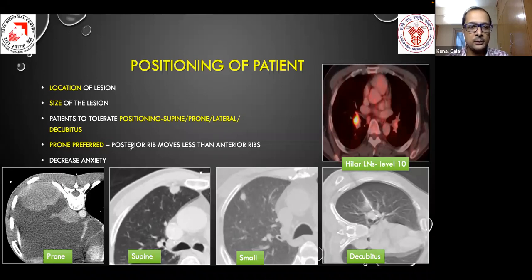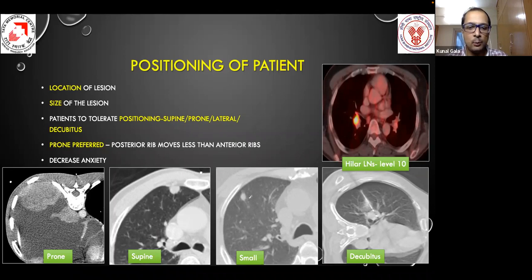So generally prone is preferred because the posterior ribs move less than the anterior ribs. The patient is less anxious because he can't see the needle and the location of the lesion. So here, if the lesion is located posteriorly, we do a prone approach. If the lesion is located anteriorly, we use a supine approach.